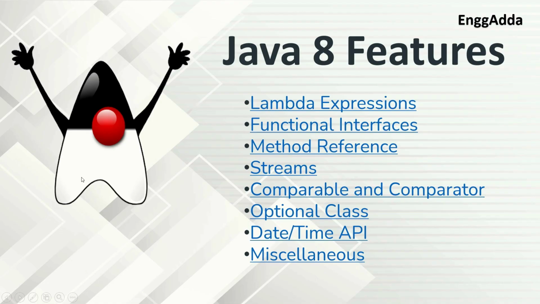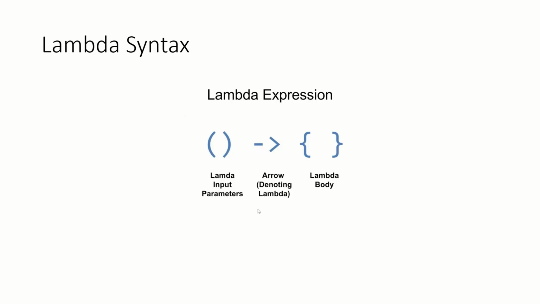Now let me go to the next slide and show you the syntax of the lambda expression. Here you can see the syntax. The first part is called the lambda input parameter, which is the opening and closing parenthesis. Then we have the arrow, which denotes the lambda, and then we have the lambda body, where we do the implementation of the anonymous function.